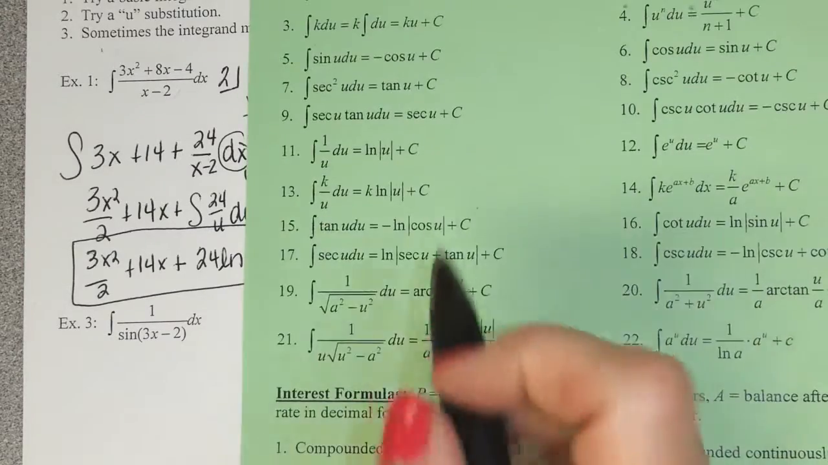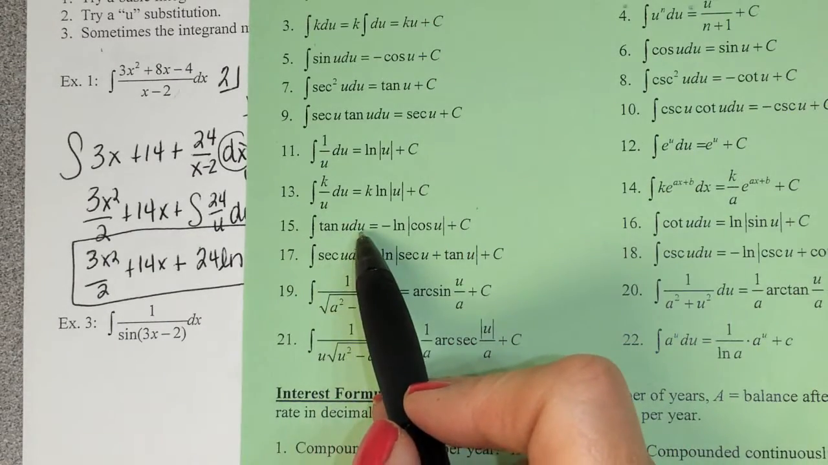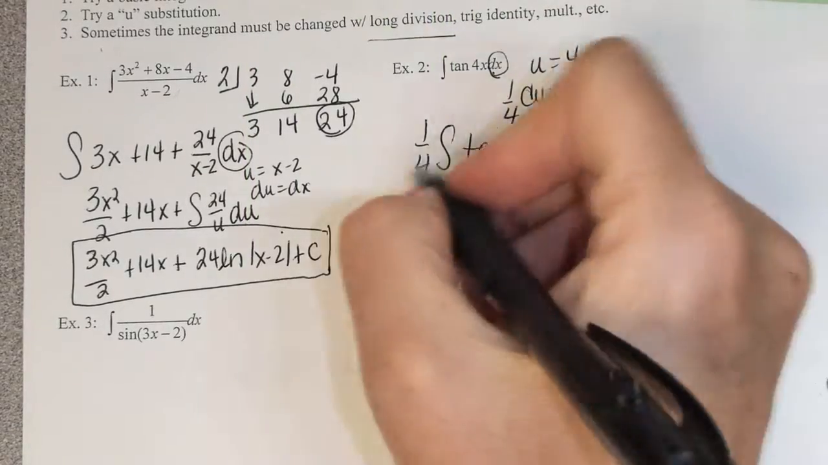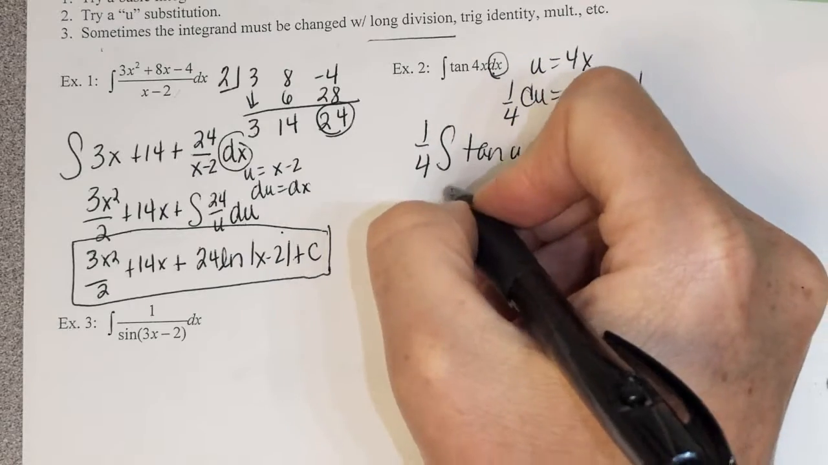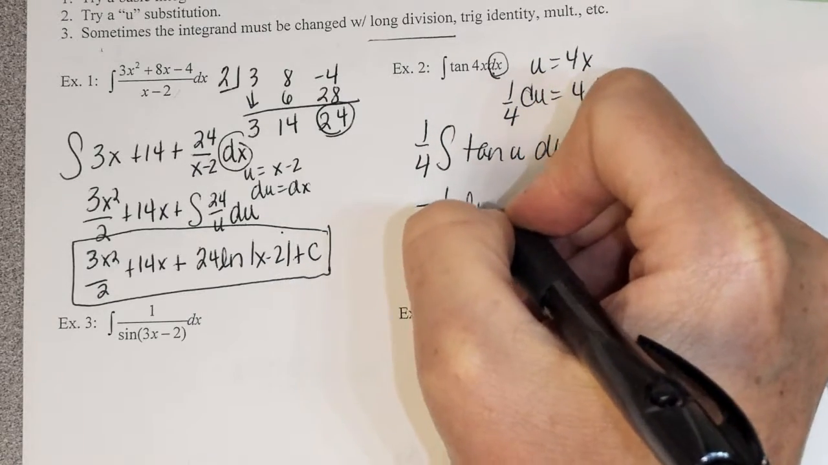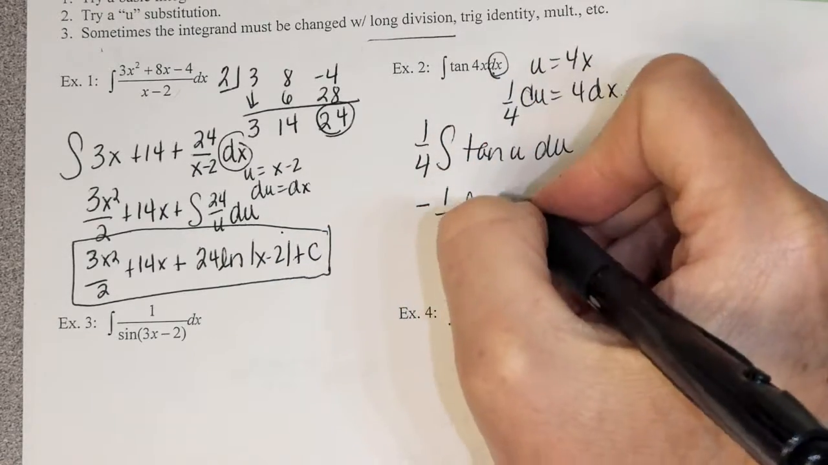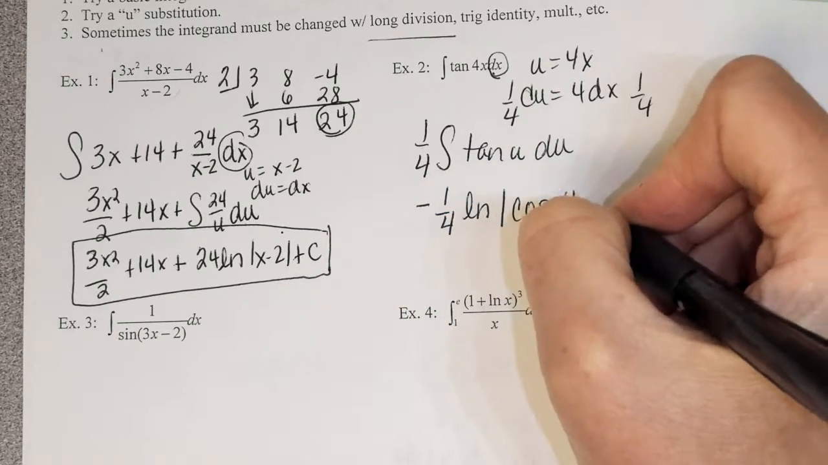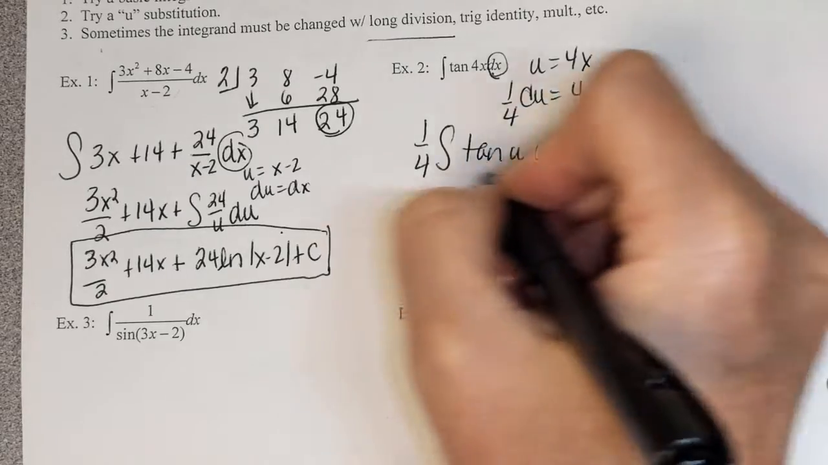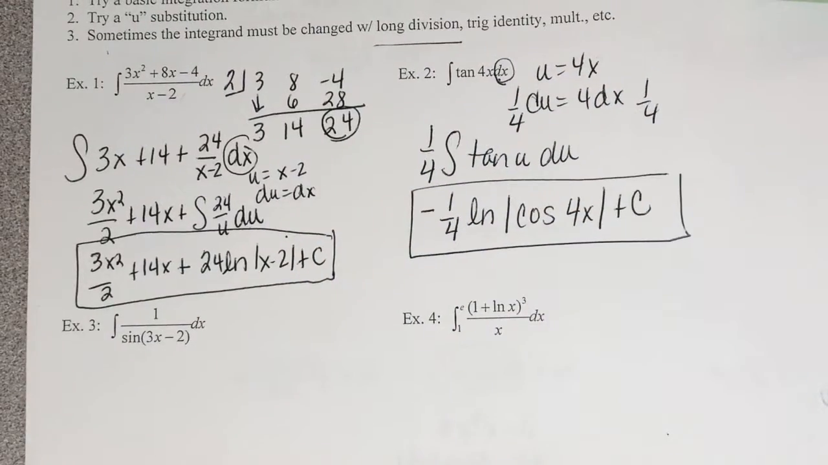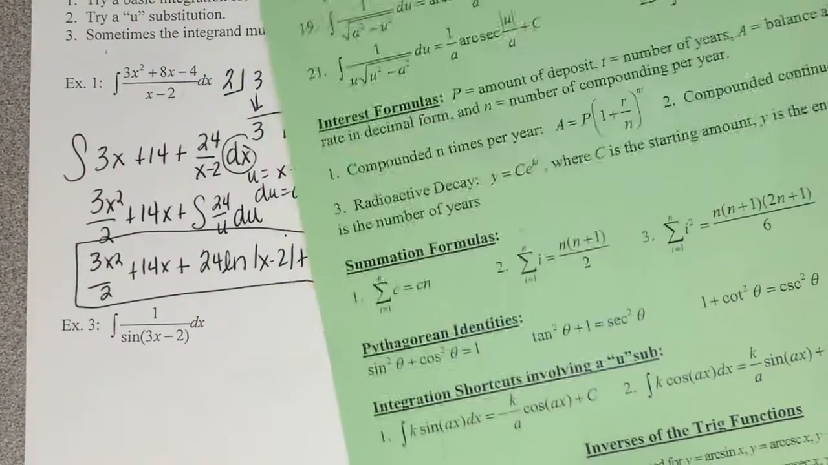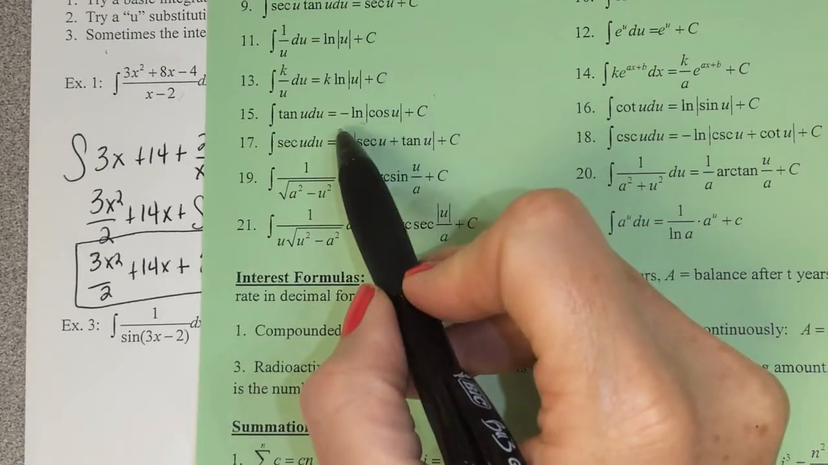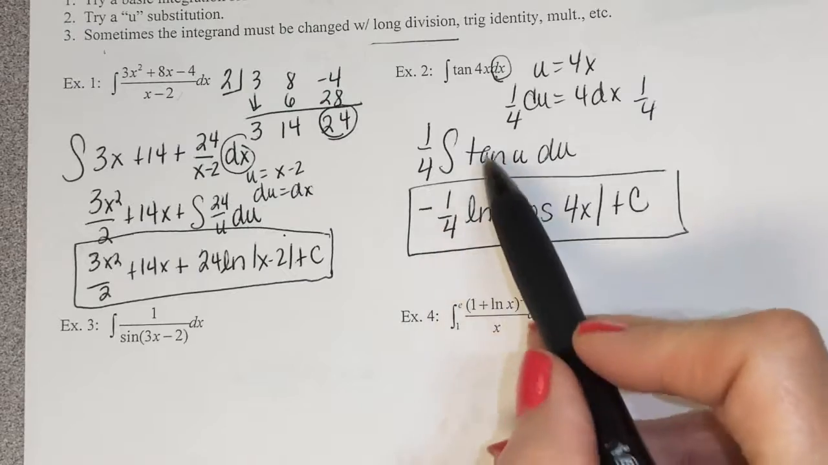Looking back at that, the integral of tangent u is negative natural log of cosine u. So it's negative 1/4 natural log of the absolute value of cosine u plus c. Just applying that formula. We know that coefficients just get brought down.